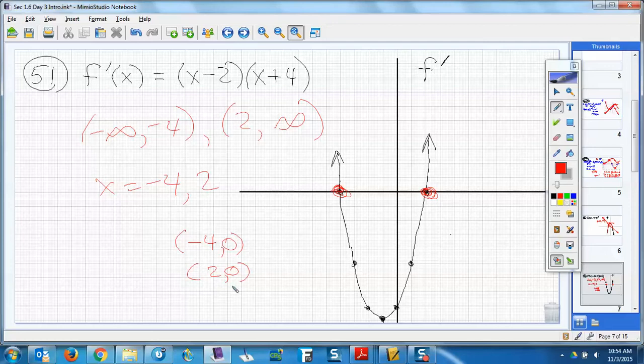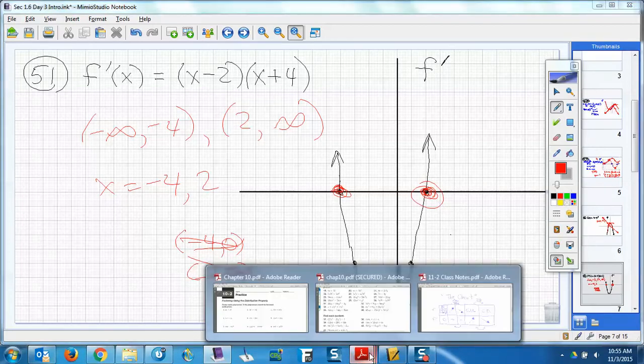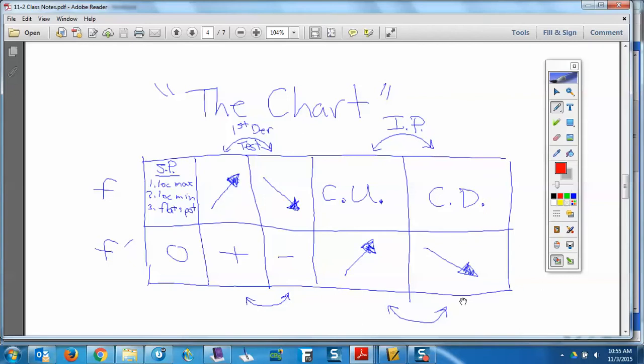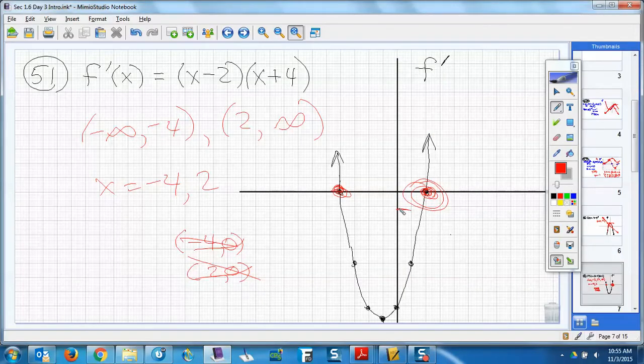Okay, and that's why the question is very specific. What X values are the stationary points? So you've got to put X equals negative 4 and X equals 2. Do not write it like that. Okay? At what value of X do we have a local minimum? Local minimum is when the F graph goes down and then up. Down and then up. Means F prime has to be negative, then positive. Okay? And that happens right there. Negative, then positive. First derivative test.